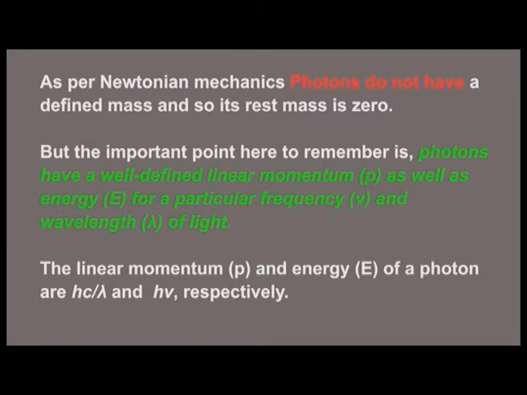But the important point to remember is that photons have a well-defined linear momentum as well as energy for a particular frequency nu and wavelength lambda of light. The linear momentum p and energy E of a photon are h by lambda and h nu respectively. The intensity of light depends upon the number of photons for a given area and time. That is why increasing the intensity of light increases the number of photons incident on a particular surface area within a certain time.